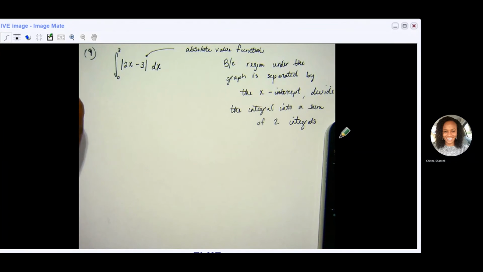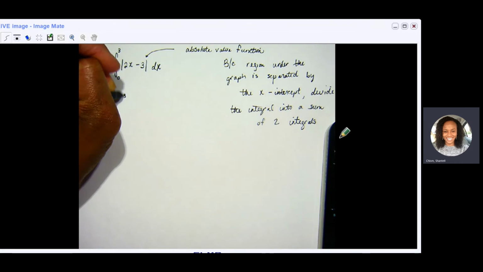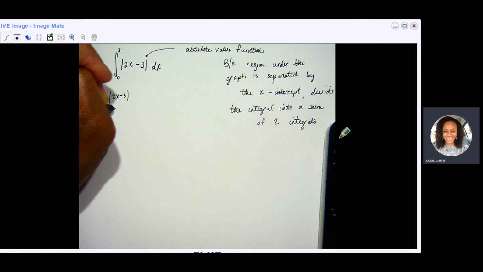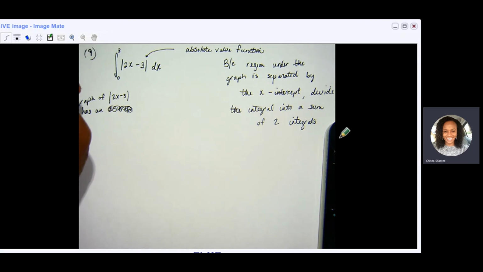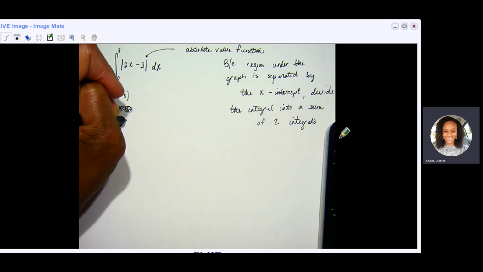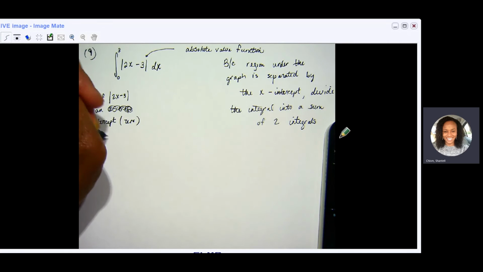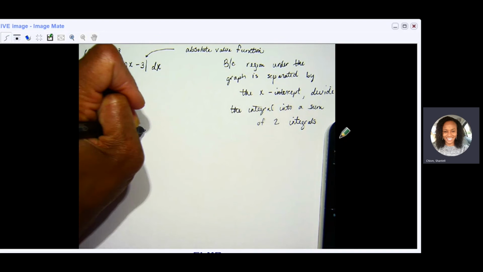So the graph of 2x minus 3 has an x-intercept, which is just a 0 of the function, at x equals 1.5, which is 3 halves.